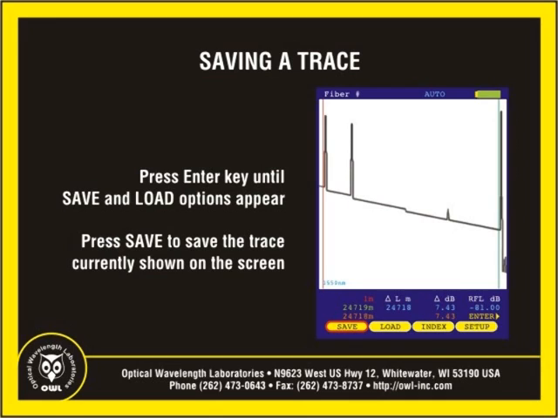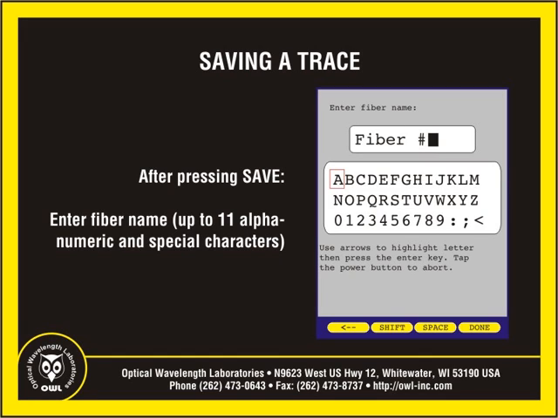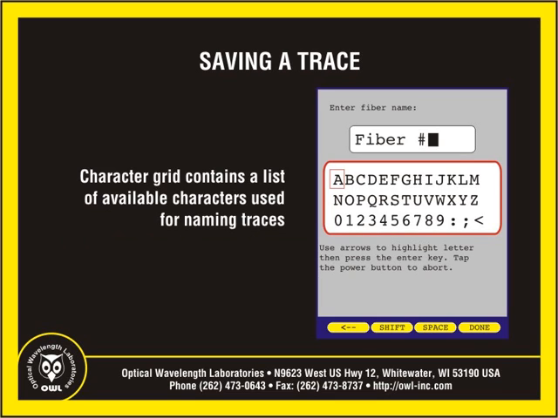Press the Enter button until the Save and Load menu options appear on the LCD display. From the Function Options menu, press Save to access the trace name entry screen. Up to 11 alphanumeric or special characters may be entered into the trace name field. Below the trace name entry field is a grid of characters used for entering alphanumeric and special characters.